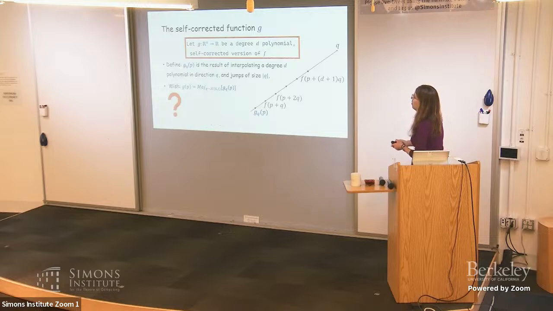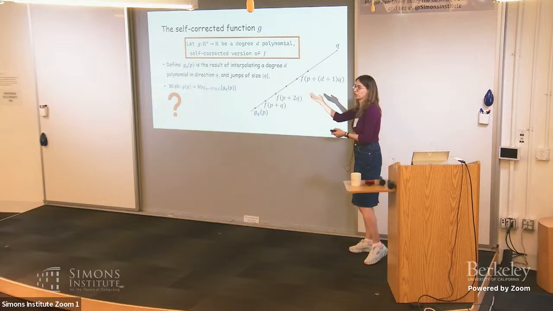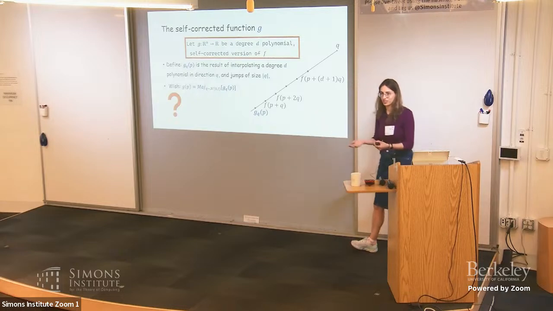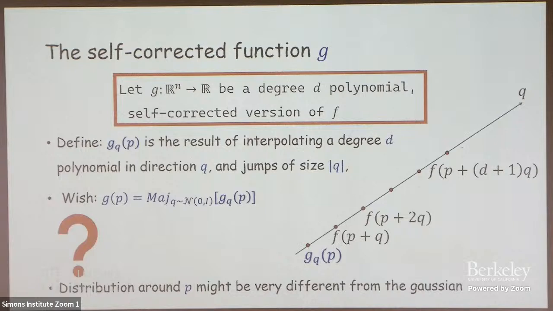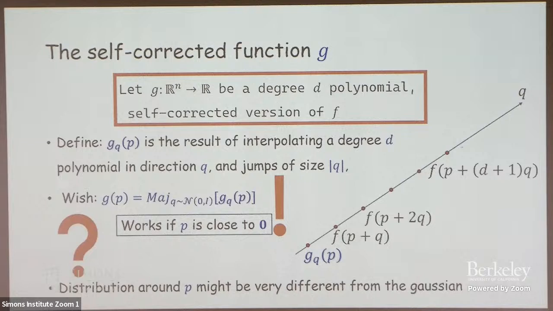Okay, so the question is, does this definition as a majority that we wish, does it work? And it turns out that the problem is that points that are very far from the origin, if you think about a random direction around them, it's distributed very differently from a random direction around 0. So you might get a big mess, maybe not. But it still works for points that are close to 0. And we are going to use this. This is an idea that already appeared in the work of Noah Fleming and Yuichi Yoshida for linearity testing.